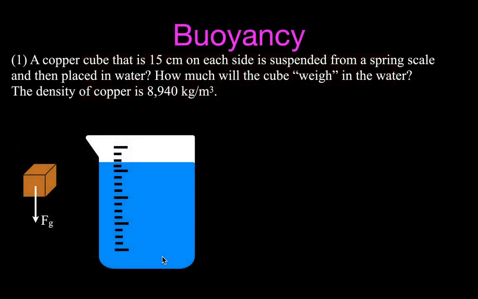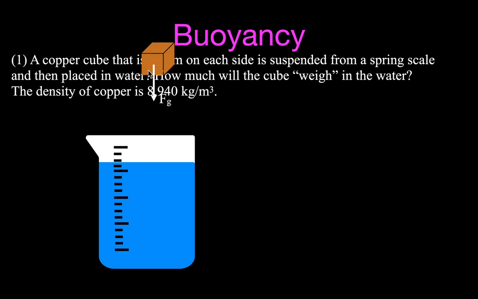And let's get started with example number 1. Example number 1 says that we have this copper cube, which is 15 centimeters on each side. And we are going to take that copper cube and hang it from a spring scale, and put that copper cube in water like that. And we want to know, when it's placed in water, how much will the cube weigh?